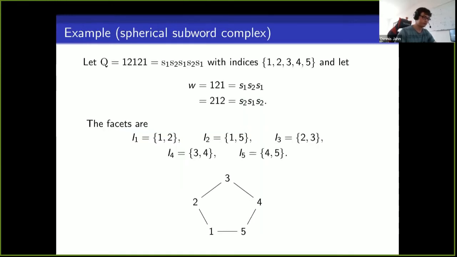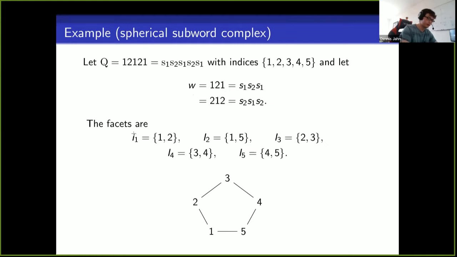Okay, first example for subword complexes. We have the word 1, 2, 1, 2, 1. This is generator S1, S2, S1, S2, S1. We have the index set 1 to 5, because we have 5 letters. And we take the element w equals 1, 2, 1, with another reduced expression given by 2, 1, 2. And the facets are these 5 sets that you can see right here.